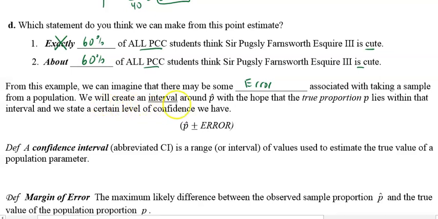We will create an interval around p hat with the hope that the true proportion p lies within that interval, and we state a certain level of confidence we have. You take the estimate and you add and subtract a possible error. So when I ask how much you think college teachers make, you might give a number, 66,000 per year, for example.